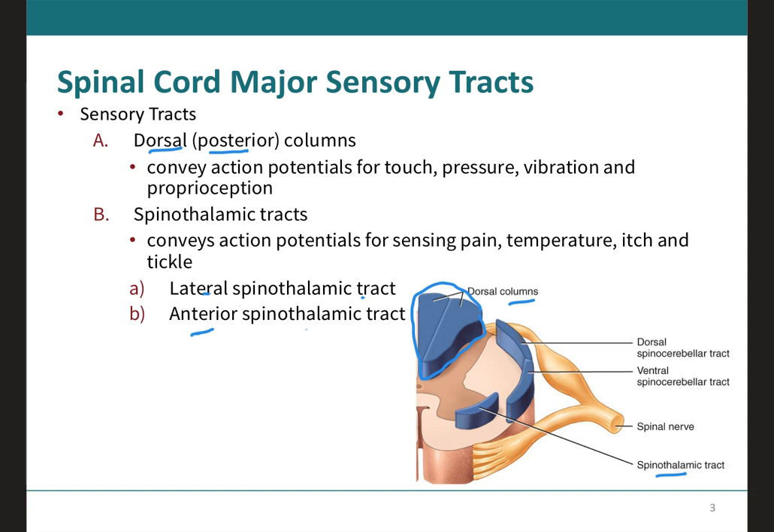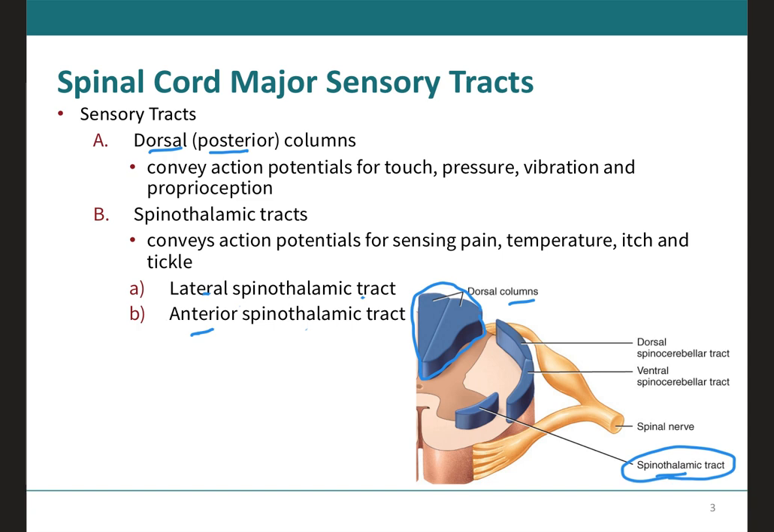Remember that proprioception is basically the awareness of the positions and the movements of muscles, tendons, and joints. So it basically tells you where you are in space and time. And the spinothalamic tract will convey action potentials for sensing pain, temperature, itch, and tickle.